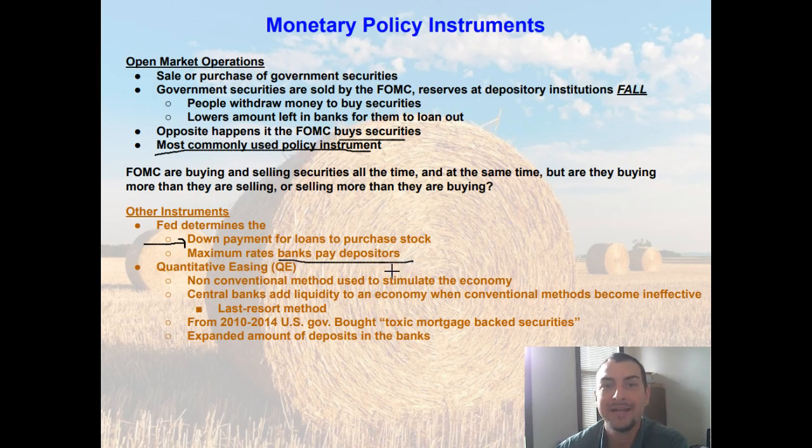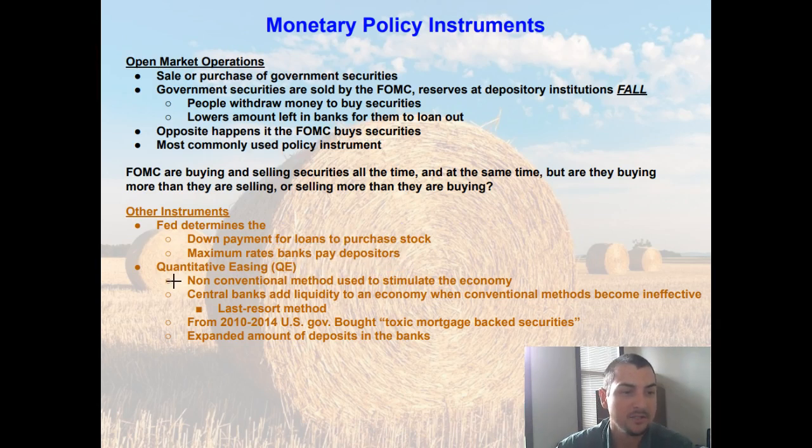They also will determine the maximum rates that banks can pay depositors. So if you put money in a savings account, what is really happening is the bank is paying you a small amount of interest for however much you have in your savings account. Most banks right now have very low interest rates, which means you might put, say, $10,000 in the bank and receive $1 or $2 back in interest that year. Not very much. So the Fed will also determine how much these banks can pay depositors in order to kind of control the money supply that way.